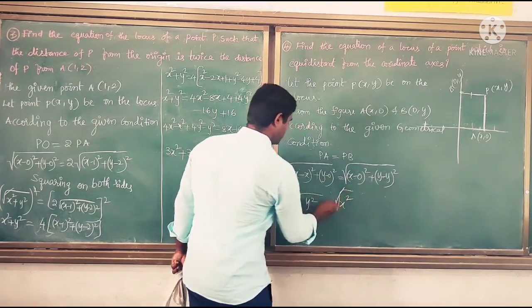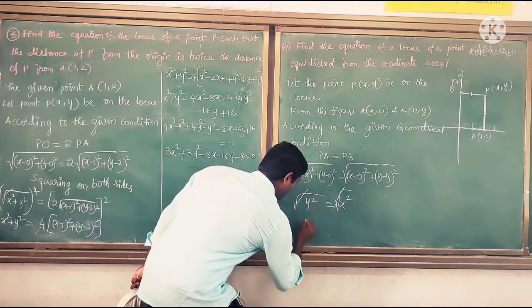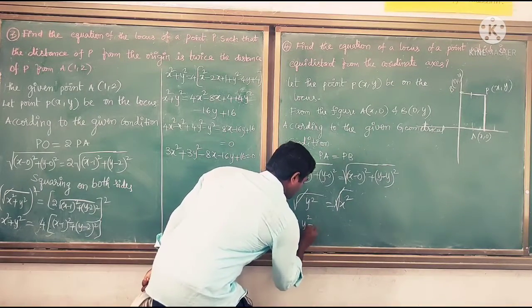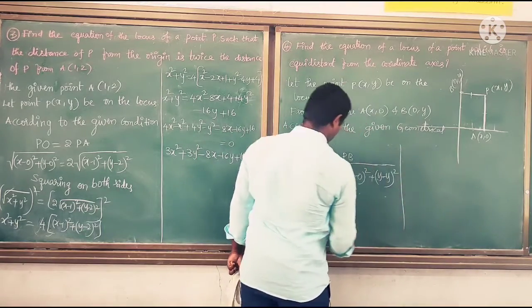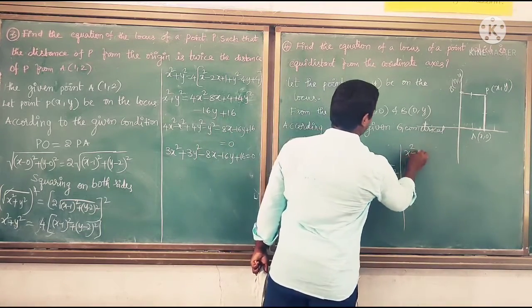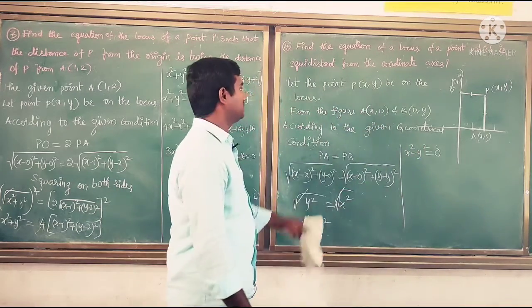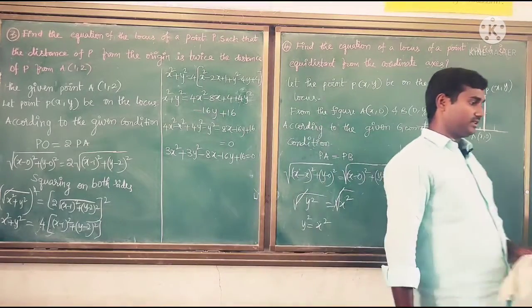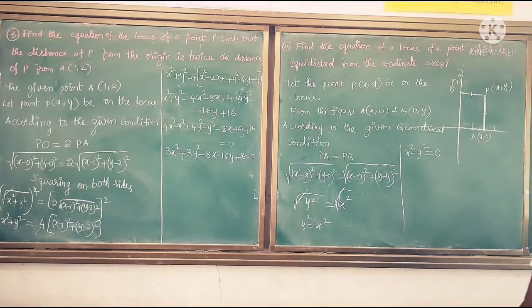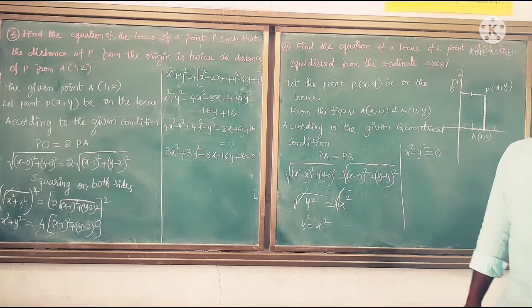Okay, so on both sides you can cancel the roots, then we can write y square equal to x square. If you transpose y square to the left side, it becomes x square minus y square equal to 0. So this is the required equation for this question. This is the equation, the locus for the equidistance from the coordinate axes in the given question.